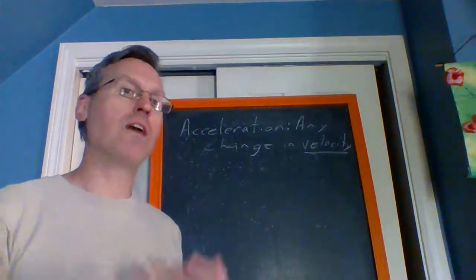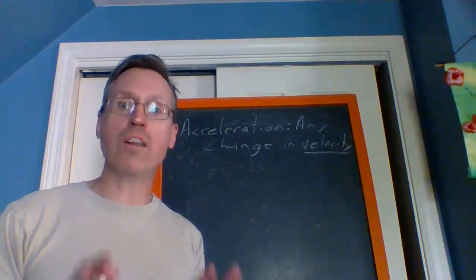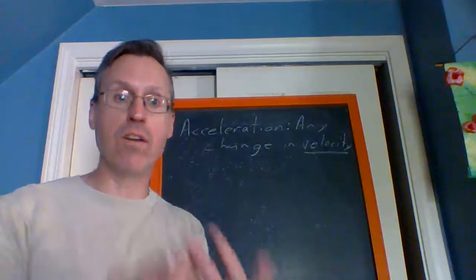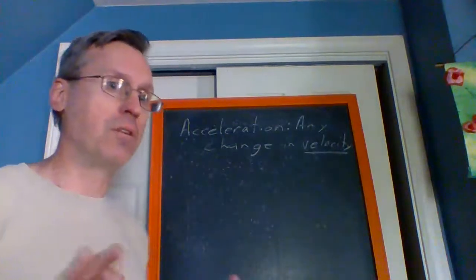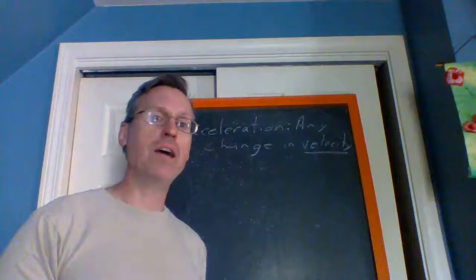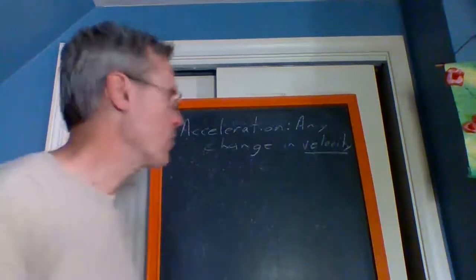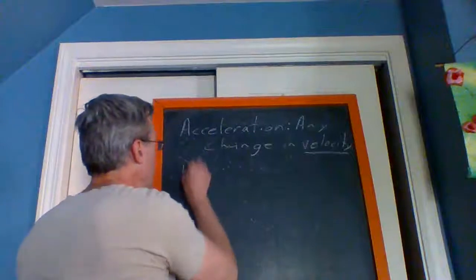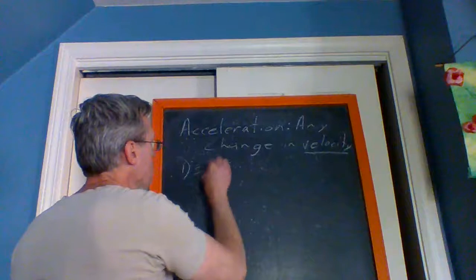Speed is just a number, it's how fast you're going. Velocity is how fast you're going with a direction. It's a vector quantity. So that's important here because you're going to find out, and I'm about to teach you right now, there are three ways that you can accelerate. And the first way is what everybody thinks. So the first way is speeding up.